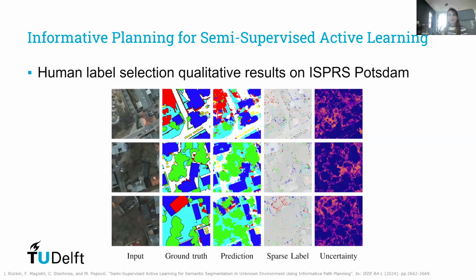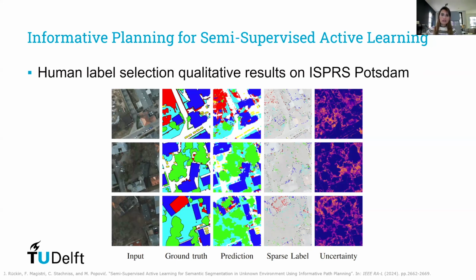We can check that qualitatively. So over here, I want to show you different examples of what these sparse labels actually look like. So again, you see the input ground truth, the prediction, and now the sparse labels. So these are the queries for the human. And finally, the uncertainty.